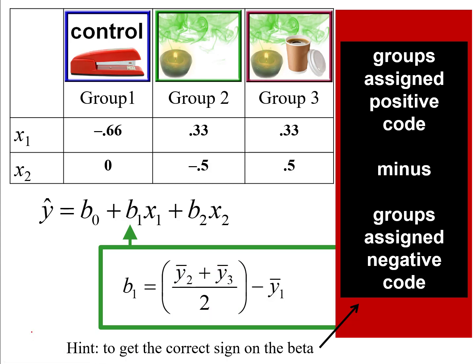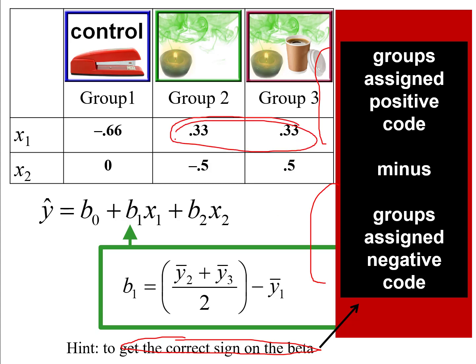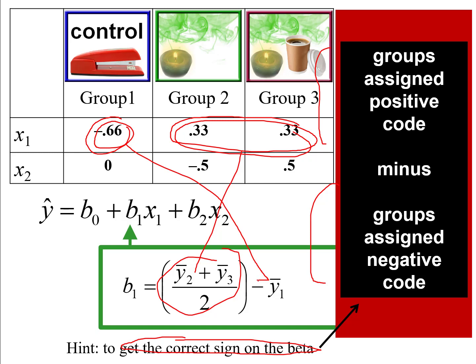And here I have a basic hint. You can follow this. If you do this rule, you will always get the correct sign. And that is this. You take whatever groups are assigned the positive code and subtract from it the group assigned the negative code. So we take the groups assigned the positive code minus the groups assigned the negative code. In this case, groups 2 and 3 were assigned a positive code, so I put that first. And group 1 was assigned a negative value, negative 0.66, so I put that second.